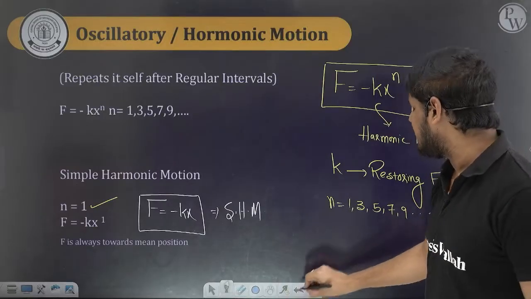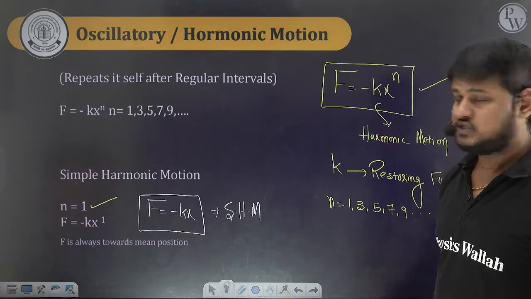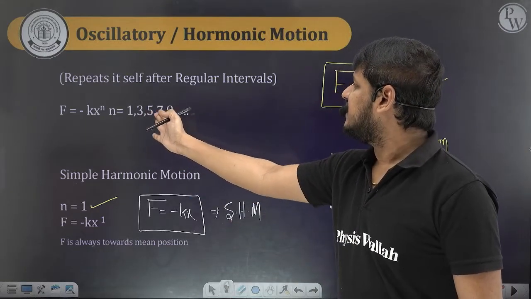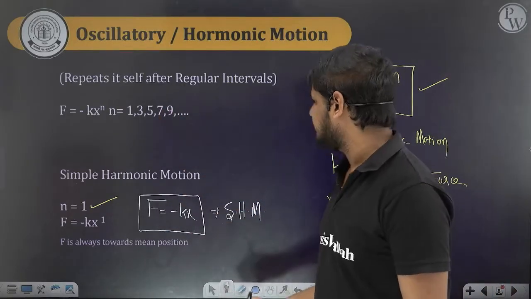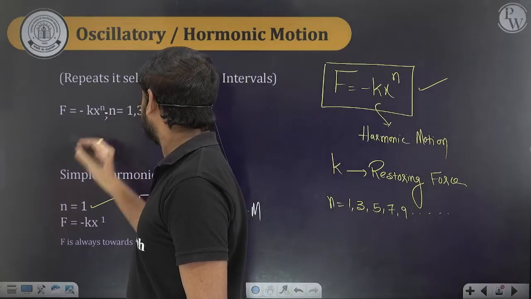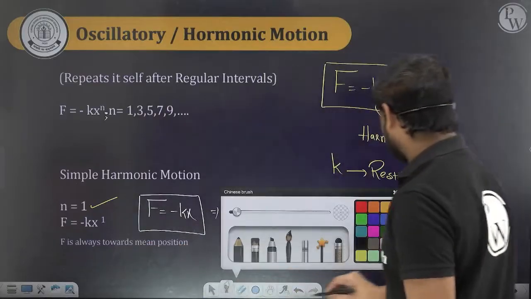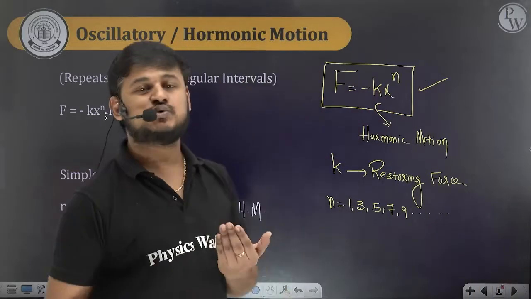So the earlier form is for any harmonic motion. It's not the simple harmonic motion, it's any harmonic motion or oscillatory motion. So it can be complex, you can take 3, 5, 7, it will not take the even values. Done. So good. This F is called the restoring force. What does it mean by restoring force, sir? It always acts towards the mean position.